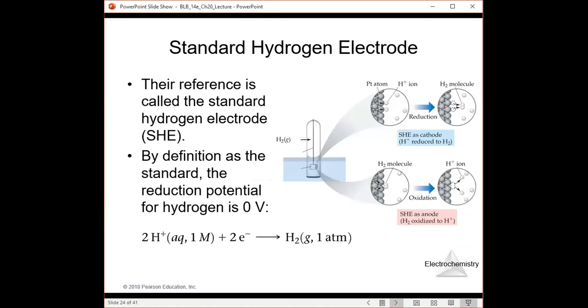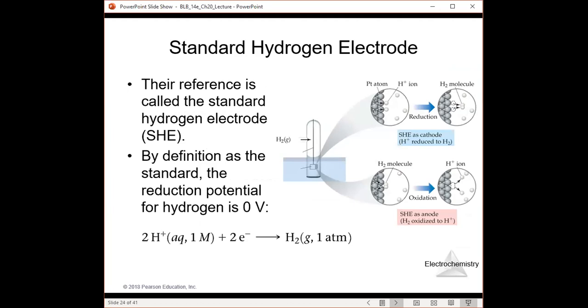Now, there are different electrodes that are out there. One of them is called a standard hydrogen electrode, or SHE. By definition, the reduction potential for hydrogen is 0 volts. But this is how you look at it.